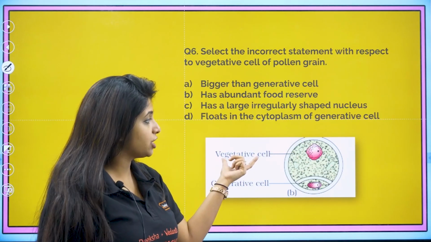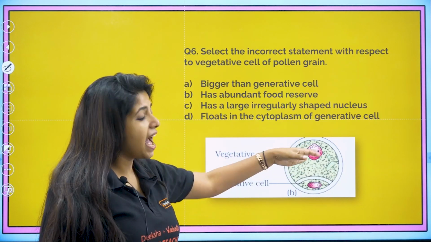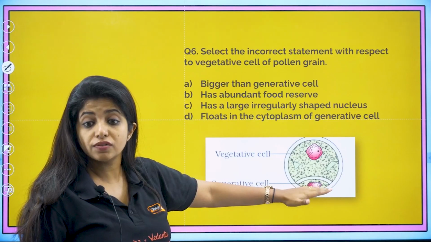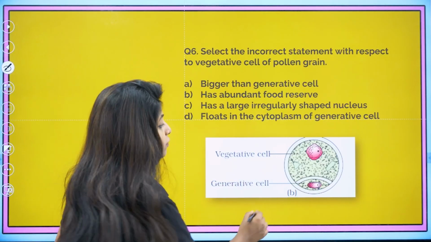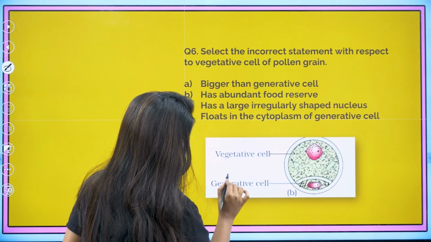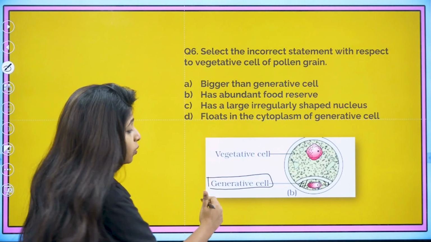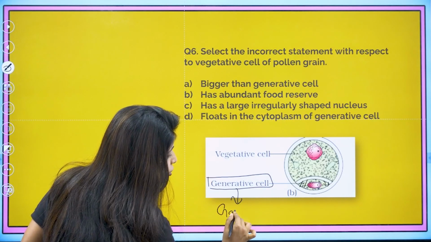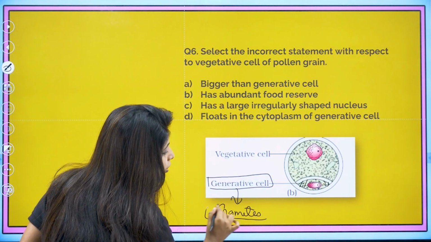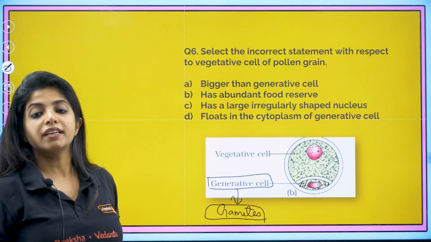There is a big vegetative cell, and inside the cytoplasm of the vegetative cell there is a smaller cell, which is this. And this is known as the generative cell. Generative, G, it is going to generate something. What is it going to generate? Gametes later on. It is going to form the gametes later on.